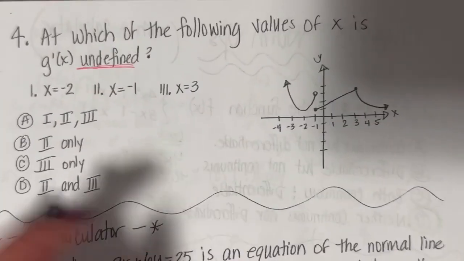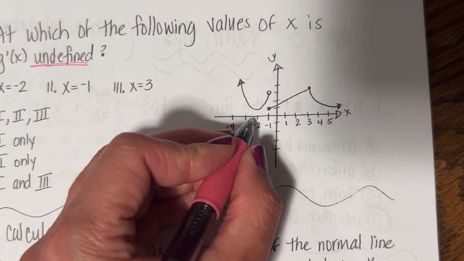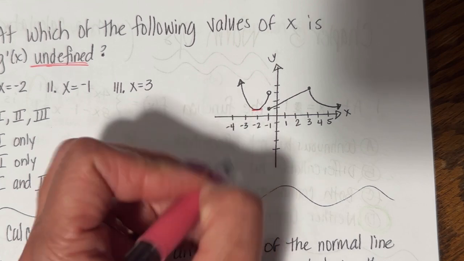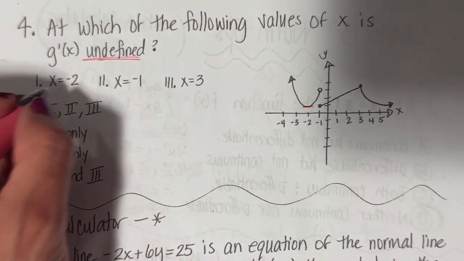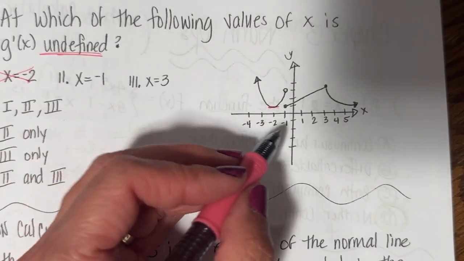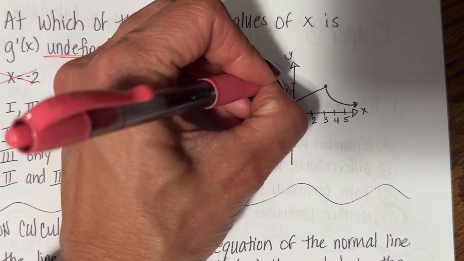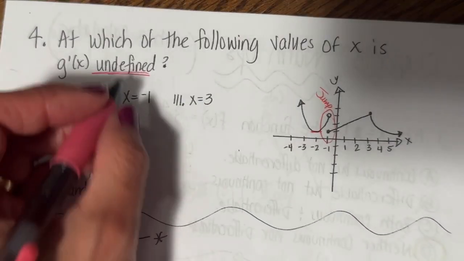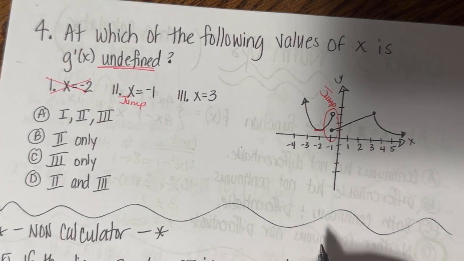So looking at this graph and looking at what we've got here, let's look at x equals negative 2. Well, at x equals negative 2, we can have a horizontal tangent. That's totally fine. That just means the slope is 0. So that isn't undefined, so that's not an option. At negative 1, though, it is undefined because we have a jump here. So this one, it is undefined at x equals negative 1.